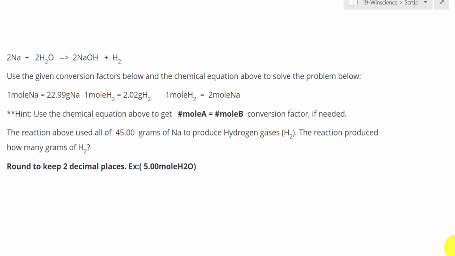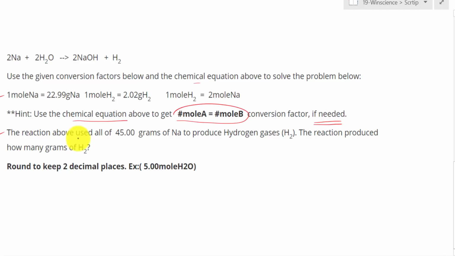Let's try another problem. We have the same concept: use the given conversion factor below. Here we have it, and the chemical equation above to solve the problem below. And this is the problem that we're going to solve. And again, we are going to use the chemical equation above to get our mole A to mole B, only if it's needed. And how do we know that we need to use it? Let's look at this question.